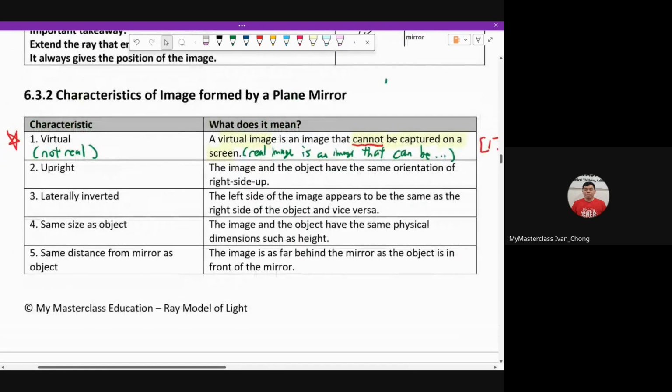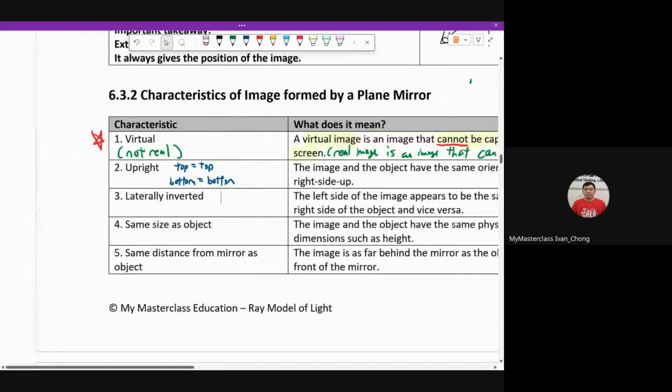Okay, then next you have what we call upright. Now, if you look into the mirror itself, the top of your head and the top of the mirror image's head is the same. Top and top is the same. Bottom and bottom is the same. So for example, if you were to stand here and you stare into the mirror itself, your image will also be like this. Top to top, bottom to bottom. They are still the same.